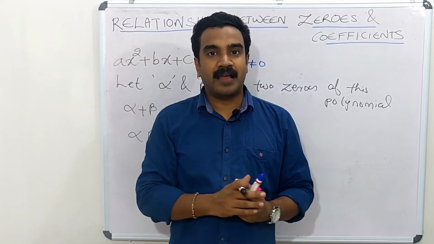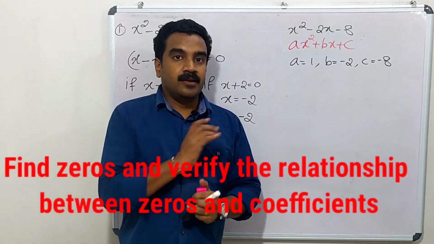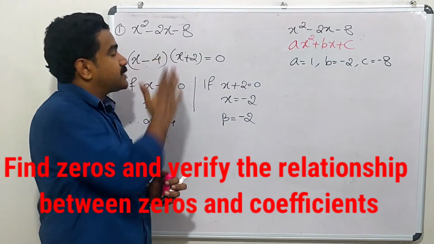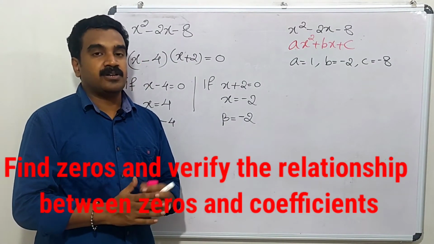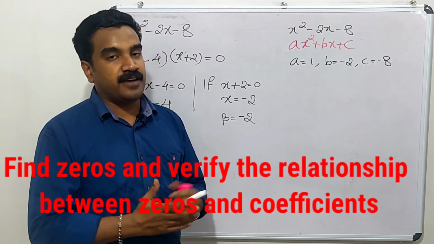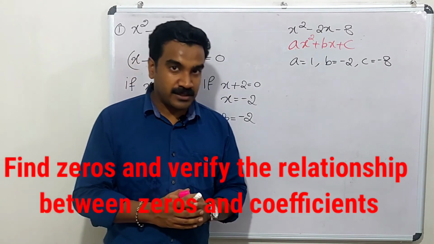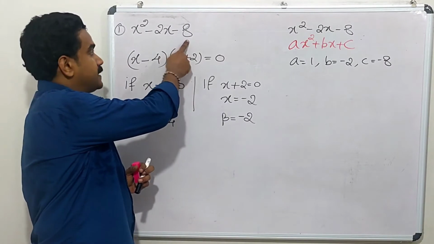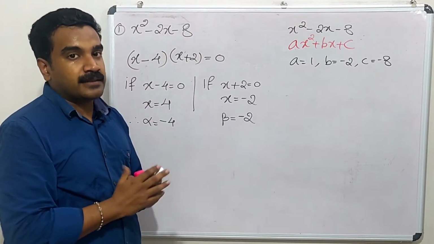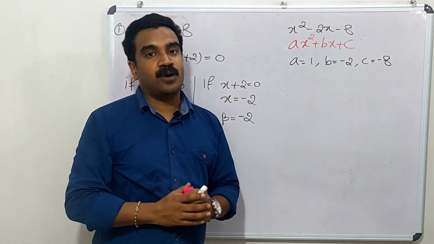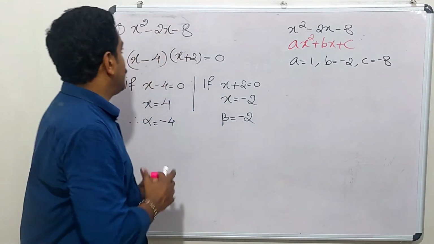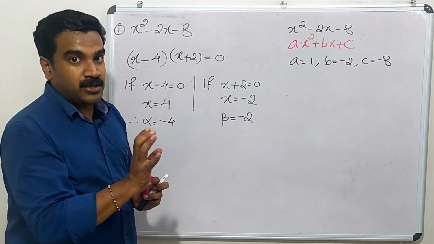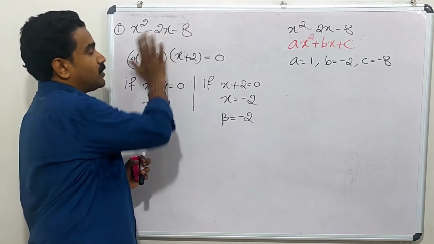Let's do the problems related to this. Look at this question: x square minus 2x minus 8. We want to find the zeros, then verify the relationship between the zeros and the coefficients. X square minus 2x minus 8. The product is minus 8 and the sum is minus 2. Which are the two numbers? When you multiply, you want to get minus 8. When you add, you want to get minus 2.